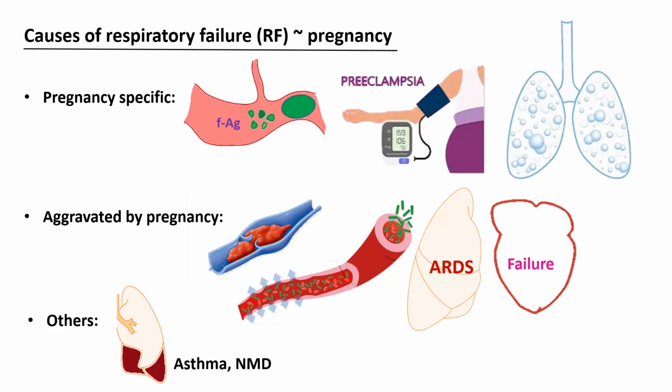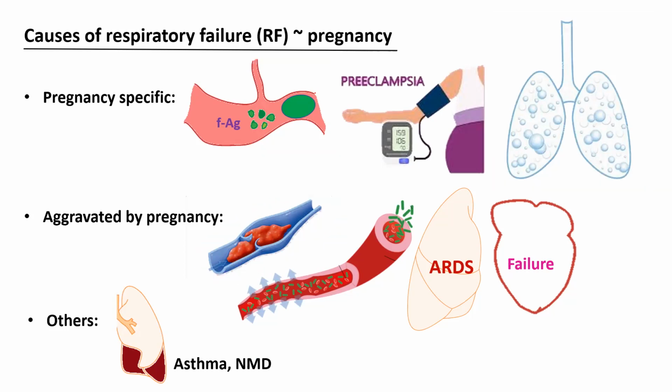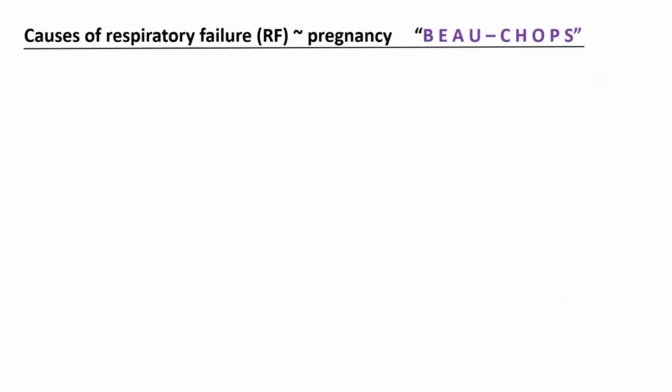The other causes are asthma and other conditions which may happen in pregnancy, or neuromuscular disease, or Guillain-Barré syndrome, and so on and so forth. So in this talk, I'll try to focus more on pregnancy-specific causes. I'll talk a bit on amniotic fluid embolism, a bit on preeclampsia. For pulmonary edema I'll focus on why they're at higher risk, and maybe venous thromboembolism and pneumonia a little bit.